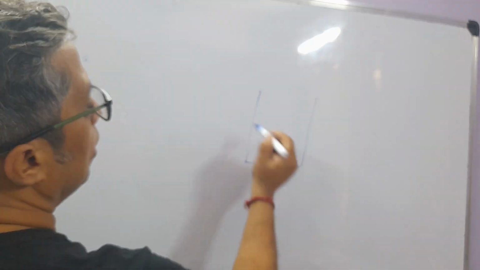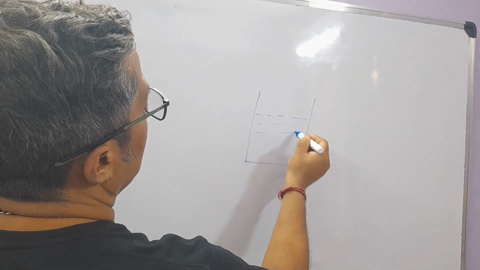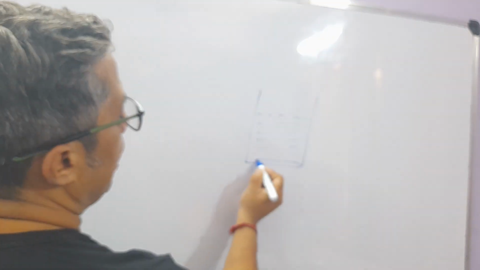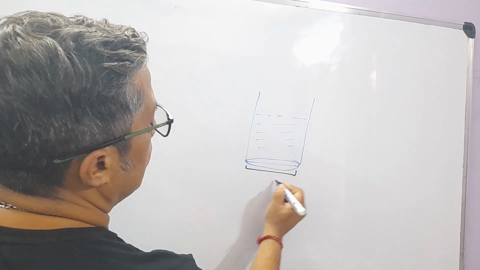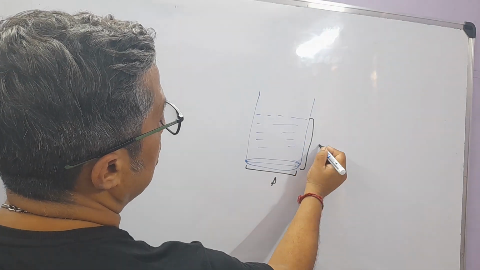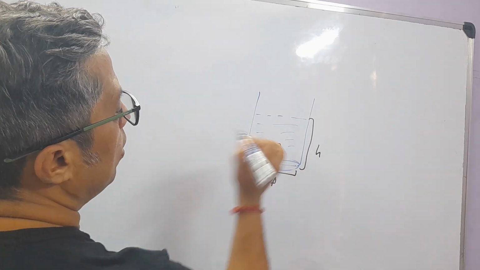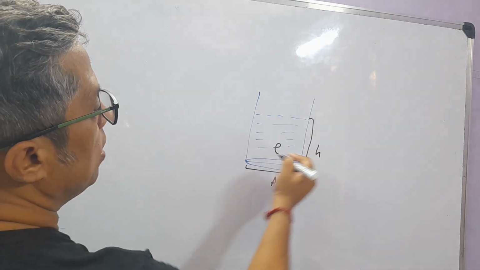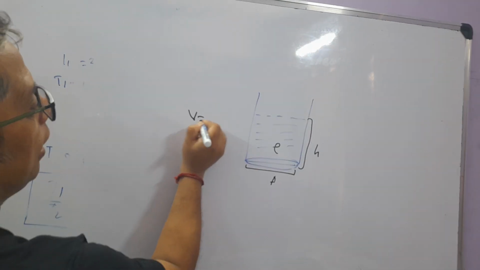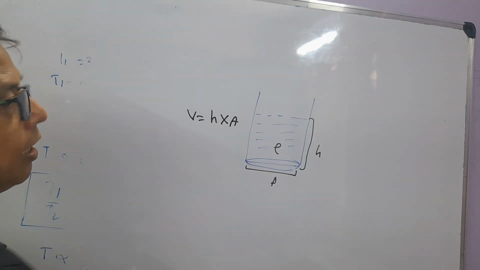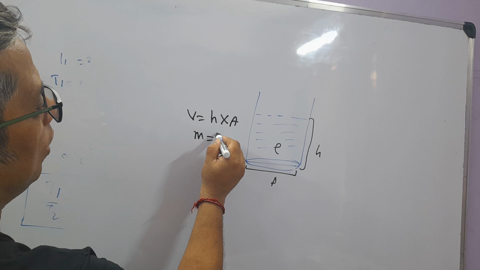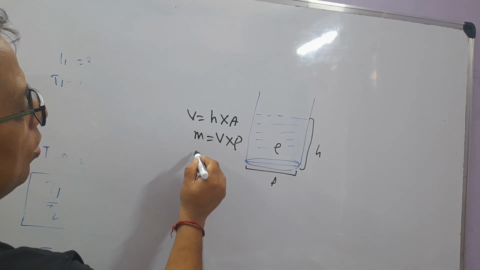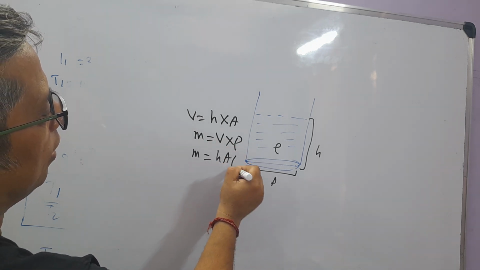So what is liquid pressure? Let's say we have some amount of liquid, and this is the area where the liquid is giving the pressure. Then we are going to calculate the pressure here. The area is A, the height of the liquid is h. If the density of the liquid is rho, what will be the volume of this liquid? V is equal to height into area, right? Now what will be the mass of this liquid? M is equal to V into density. So mass will be equal to h A rho.